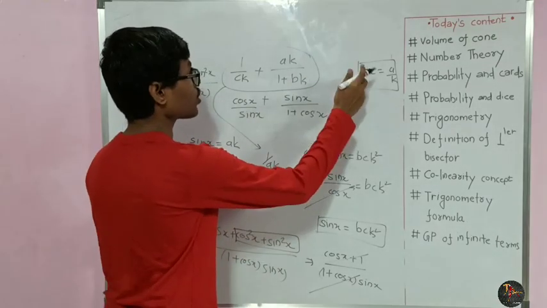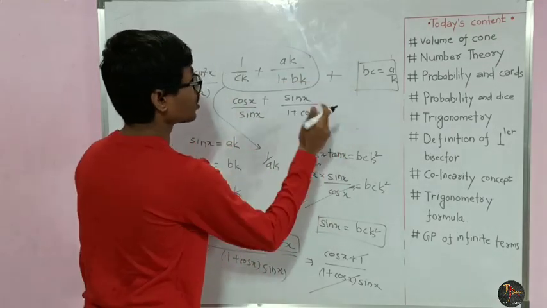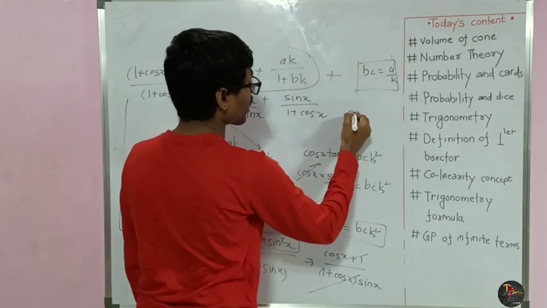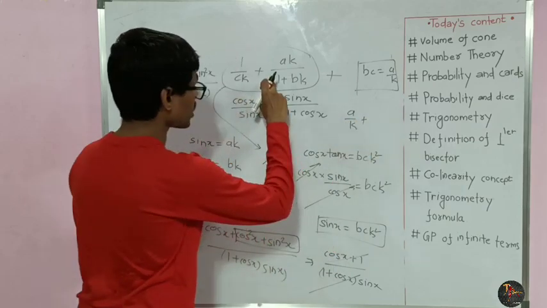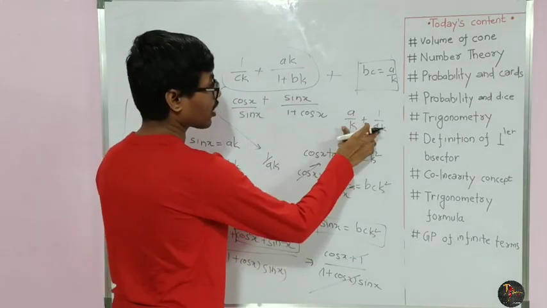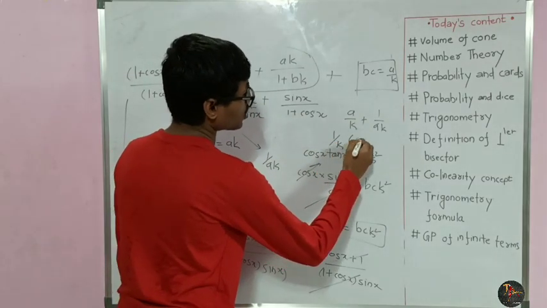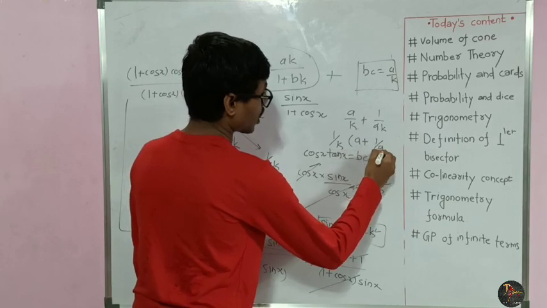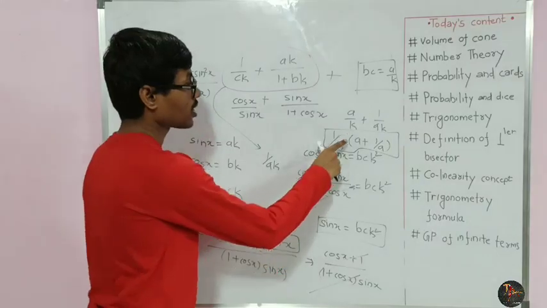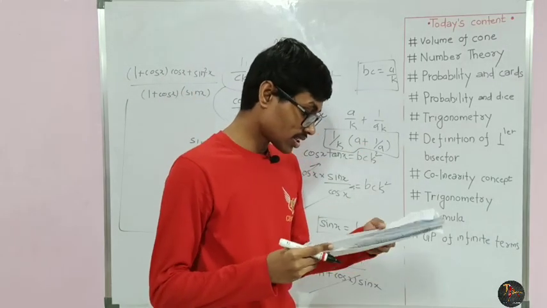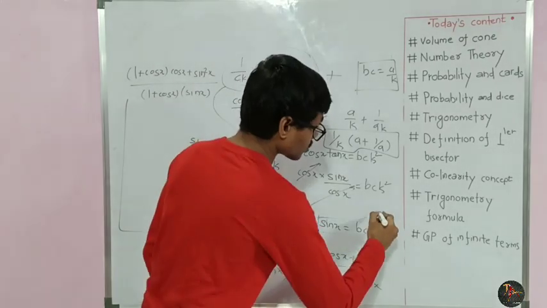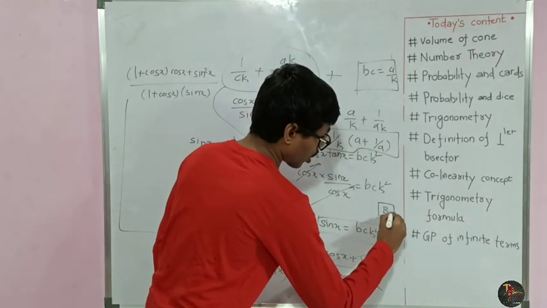Now this value we have to add to bc. So bc is 1 by k plus this entire value, 1 by ak. If I common out 1 by k from here, then I will get a plus 1 by a. So the correct answer for this question should be 1 by k times a plus 1 by a, and it is given in option B. So the correct answer for this question should be option B.